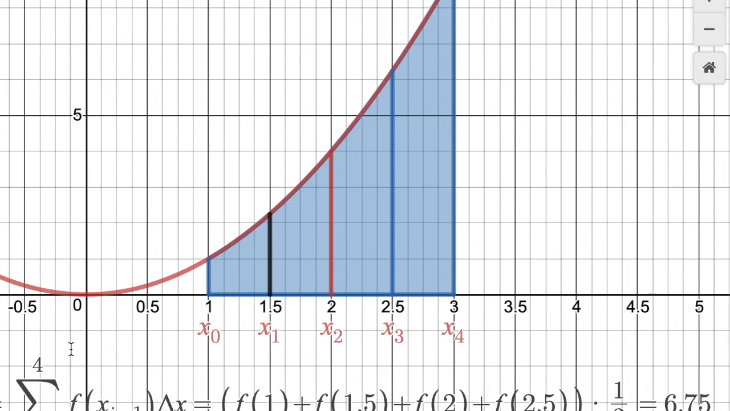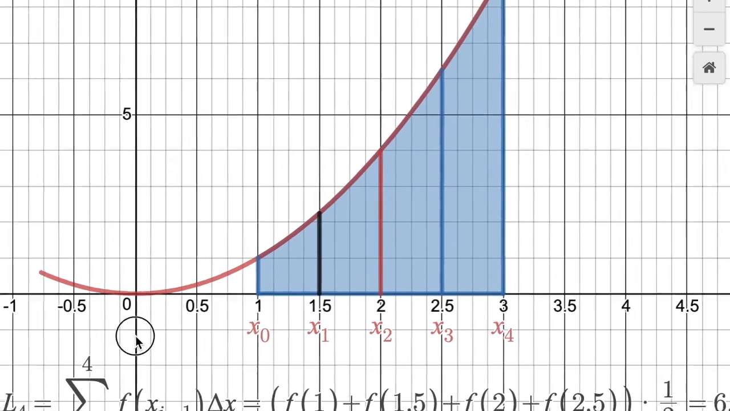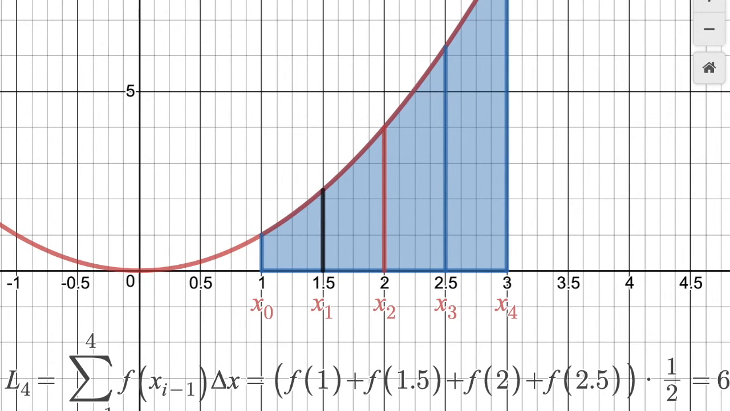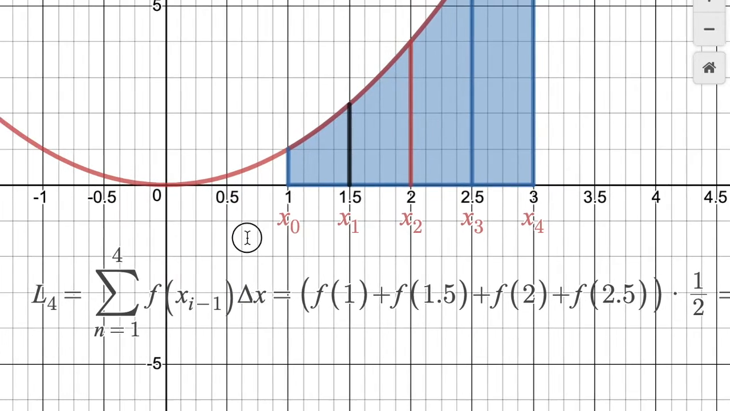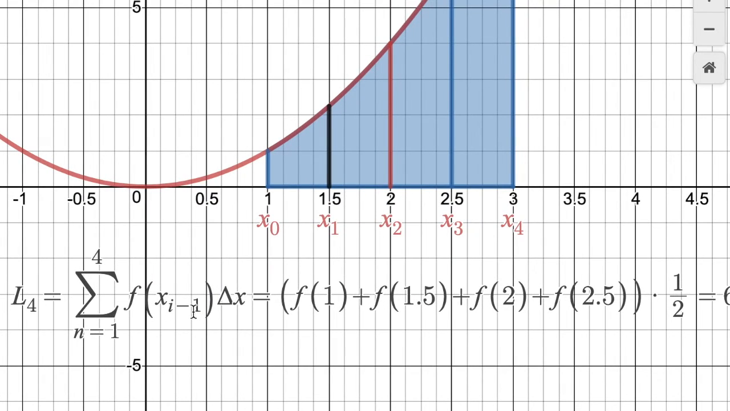So this is the number of rectangles. Since I'm doing L4 here, I go from n is 1 to 4, and when I plug in 1 here, that means x sub 0 will be my first one. So that means I'm going to use this one. Now when I use my right endpoints, I'm not going to use x sub 0. For R4, I don't use the i minus 1, I just use f of x sub i. So my first one will be x sub 1.